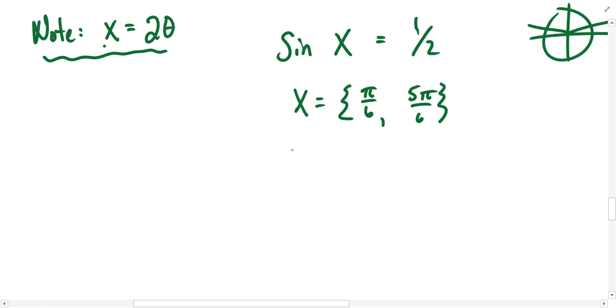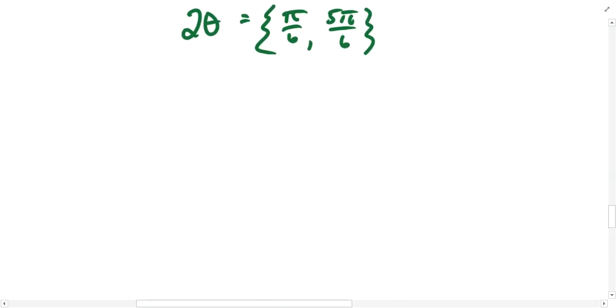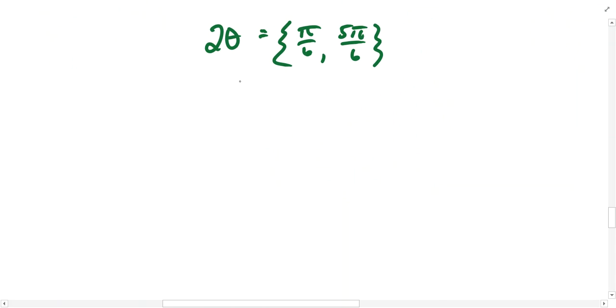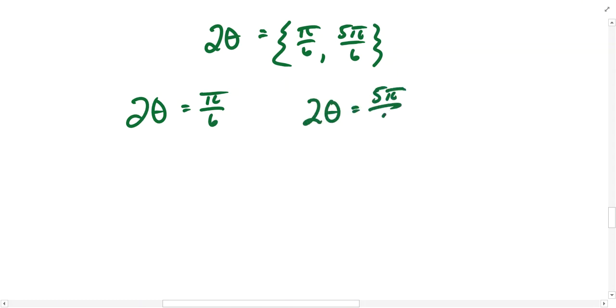So let's go ahead and make that substitution back again. We've got 2 theta equals pi over 6 and 5 pi over 6. And remember, this notation on the right-hand side is just listing multiple solutions. I could, if I wanted to, create multiple equations that represent these solutions. I tend not to do this, but if you wanted to, for clarity, you absolutely could.